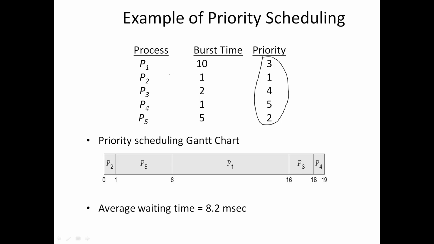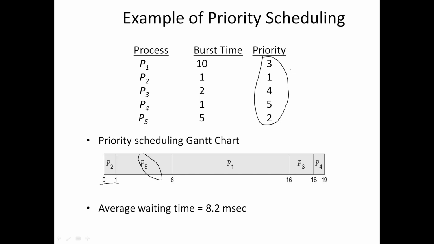So here P2 is the higher priority. The burst time is 1, so P2 is executing from 0 to 1. The next higher priority is 2, and 2 means here P5. The burst time is 5, so from 2 to 6, P5 is executing.